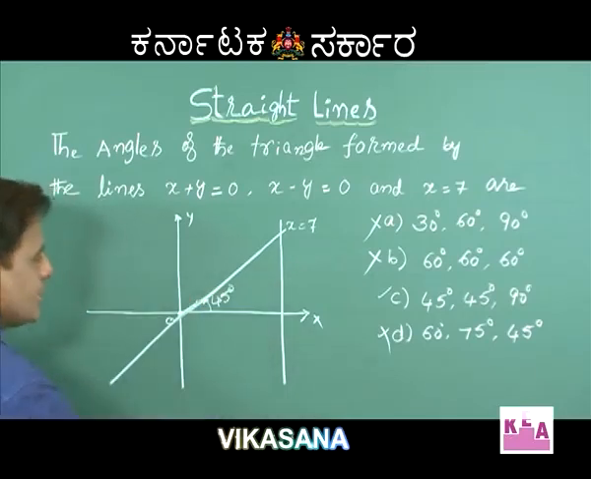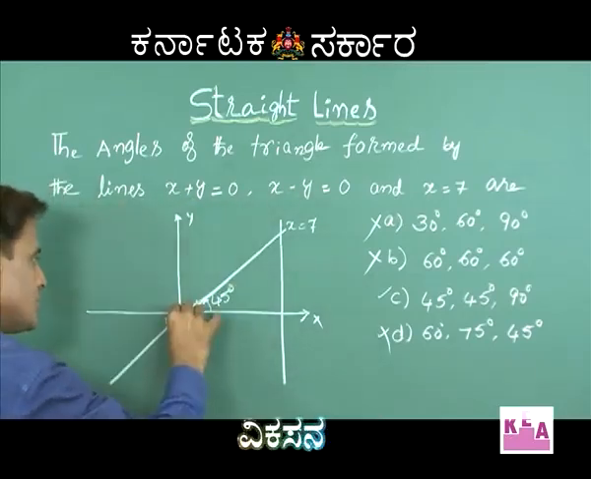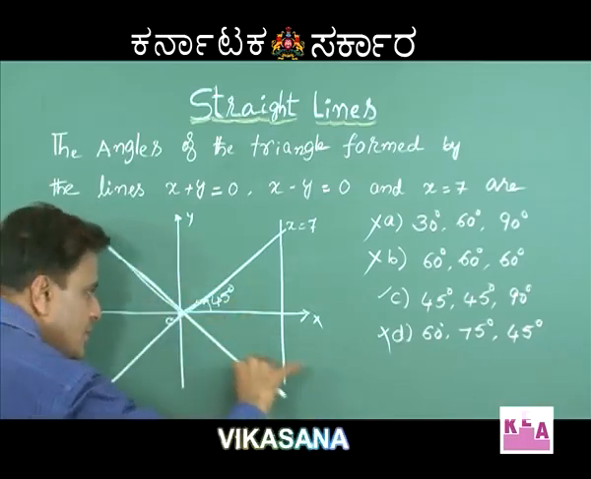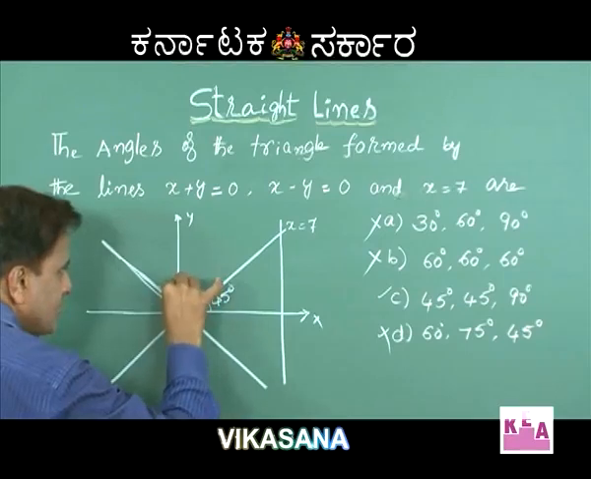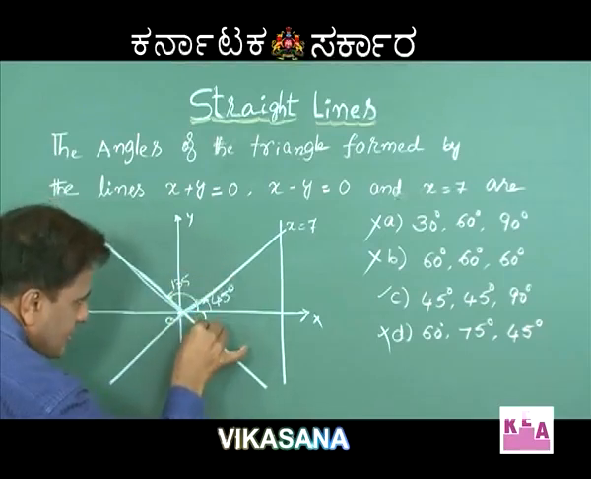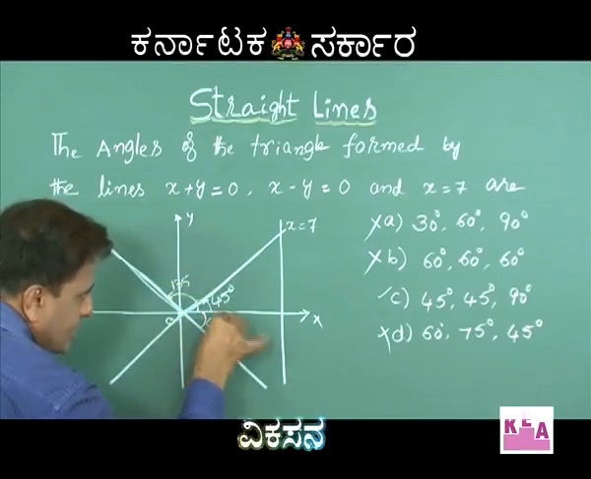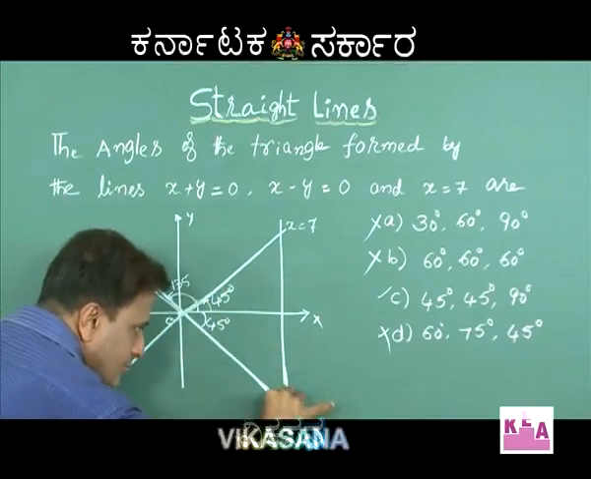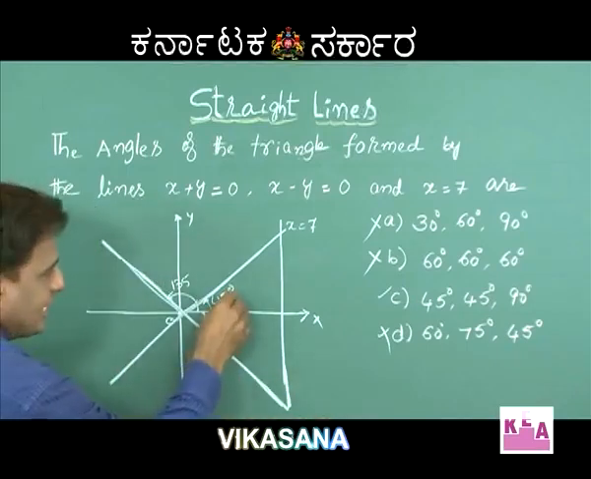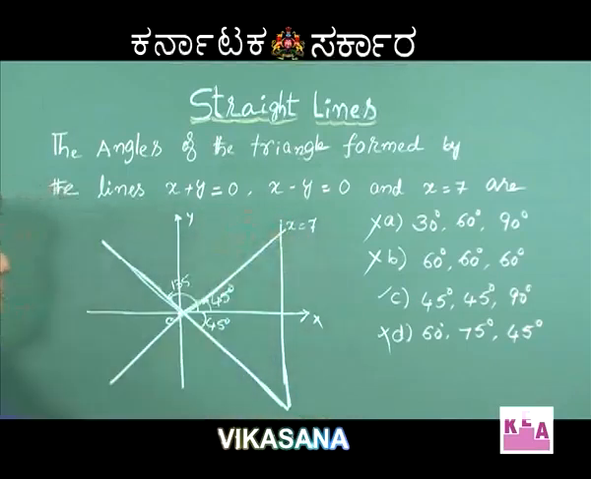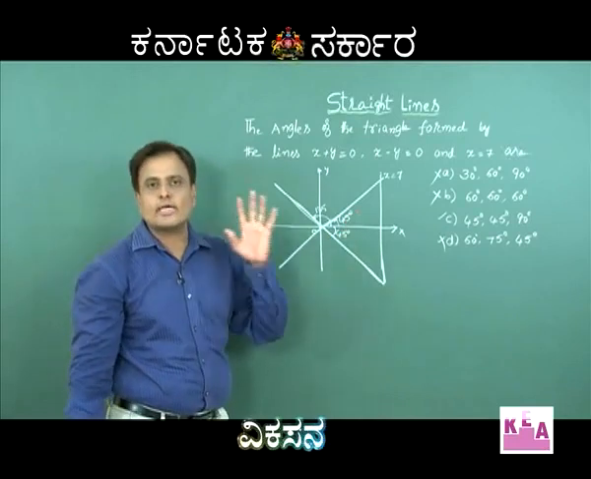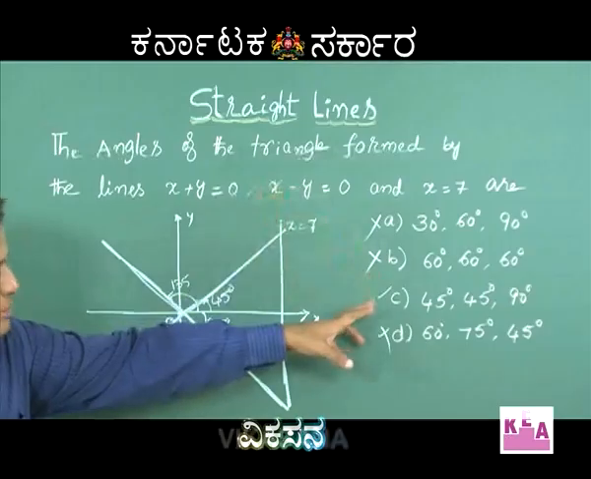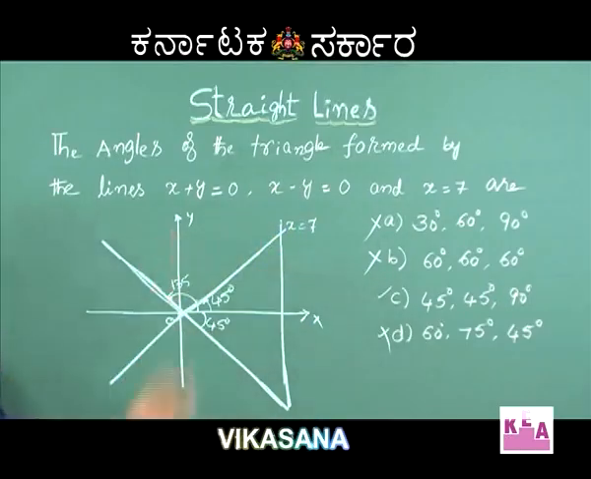So, this is 45 degrees, and y is equal to minus x passes through 135 degrees. That means this is 45 degrees, and that is a right angle. It is a right angle triangle. If it is 45 degrees, it is called an isosceles triangle. Therefore, it must be a right angled isosceles triangle, therefore option C is the right option, 45, 45, 90 degrees.